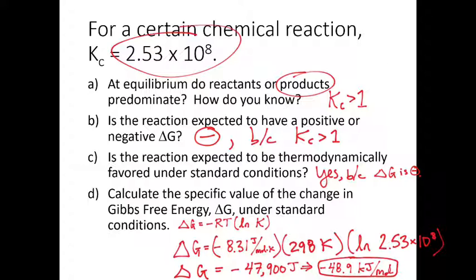And again, it's just a negative delta G. Negative delta G's mean the reaction is favored to go in a forward direction, which is why you end up with more product than reactants and you have that K value greater than 1.